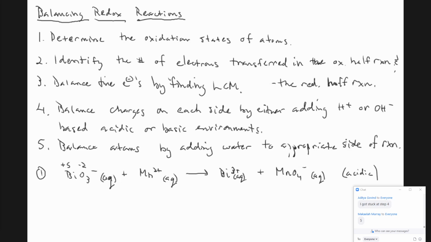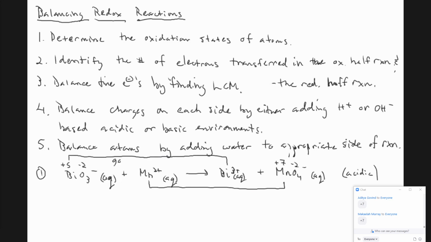Now, let's take a look at manganese. Permanganate. So this is oxygen's -2, right? And that's -8. That's -1. So manganese has to have what for its oxidation state? +7. Oh, look at that. Went from +2 to +7, and it went from +5 to +3.